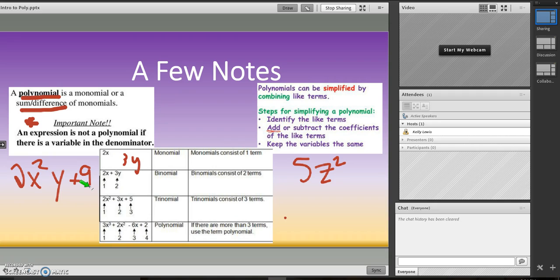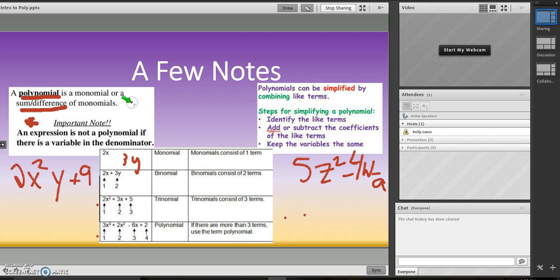A trinomial has three terms, added or subtracted. So it could be 2x squared plus 3x plus 5, or maybe 5x squared minus 4w minus a. I kind of ran out of room, so it's squished, and it really should be in ABC order. And then a polynomial is more than 3, so 4 or more, like 3x cubed plus 2x squared minus 6x plus 4.